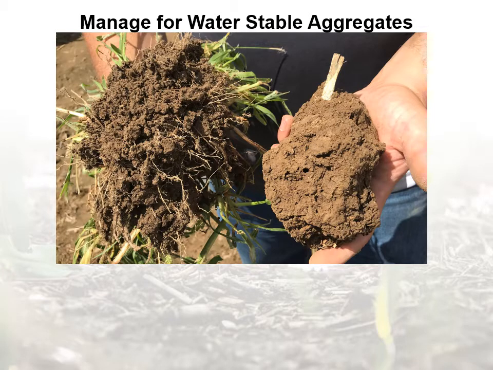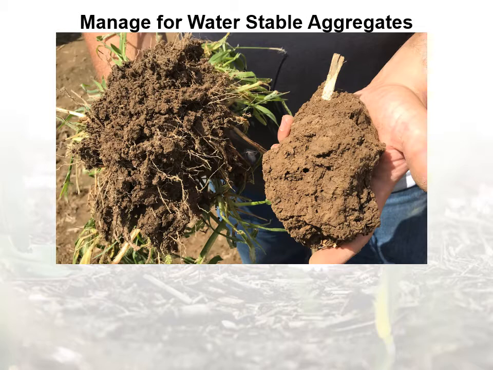Ultimately, you want to manage for water stable aggregates. Again, when a raindrop falls from the sky, we don't want it to have to roll along or slide along the soil surface until it finds an earthworm channel or a crack. And we're going to talk about earthworm channels later on in the presentation. But those are places where water can go in. But ultimately, we want a raindrop to be able to soak into the soil where it lands.